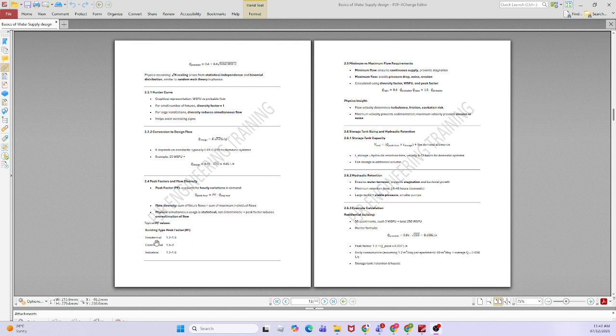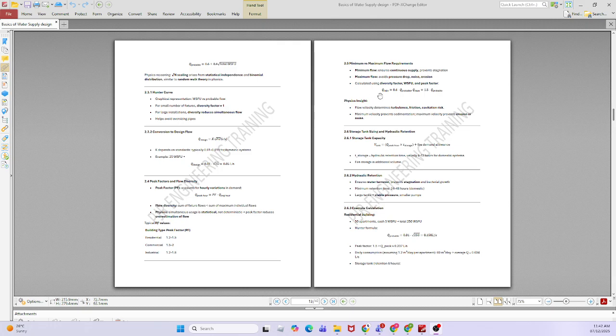When you talk about residential, there is a peak factor here. When you talk about commercial, there is a peak factor; sometimes you have to multiply by 2 for commercial. Industrial peak factor depends. Then the minimum and maximum flow rate: the minimum flow ensures continuous supply and prevents stagnation, and the maximum flow avoids pressure drop, noise and erosion. These are calculated using the diversity factor, WSFU and the peak factor.